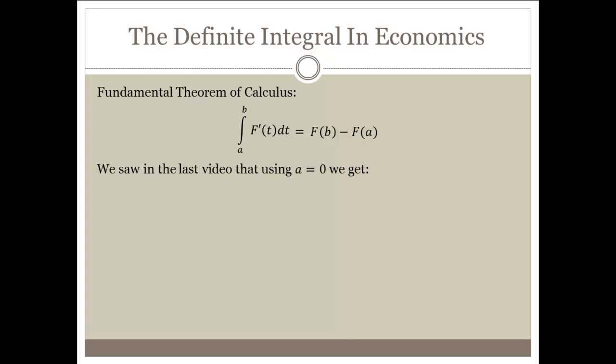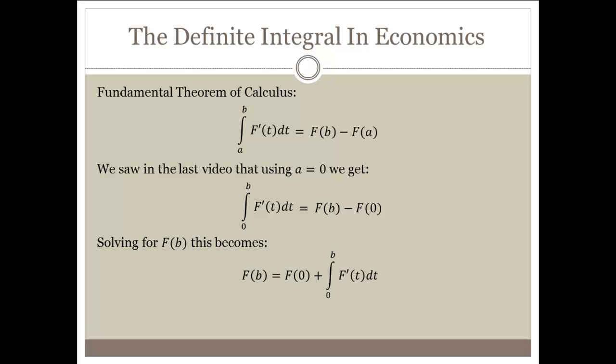We saw in the last video that by using a equals 0, we get that the integral from 0 to b of f prime of t dt equals f of b minus f of 0. And solving for f of b, this becomes f of b equals f of 0 plus the integral from 0 to b of f prime of t dt.